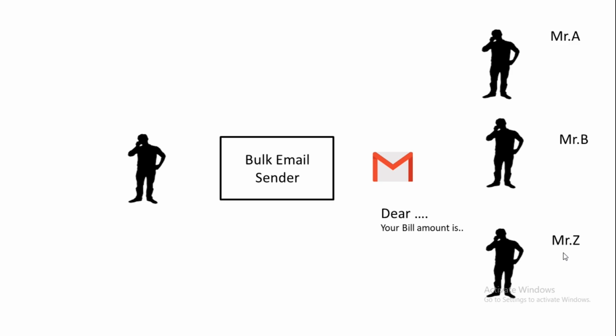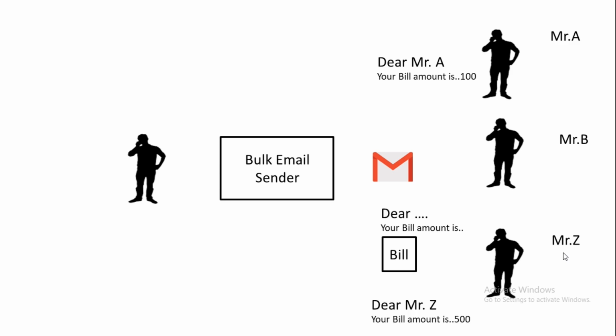Your bill amount is this. Suppose I also want to send the bill to individuals. So Mr. A should get this type of message: dear Mr. A, your bill amount is 100. Similarly, Mr. Z should receive the message: dear Mr. Z, your bill amount is something different, that is not similar to all.